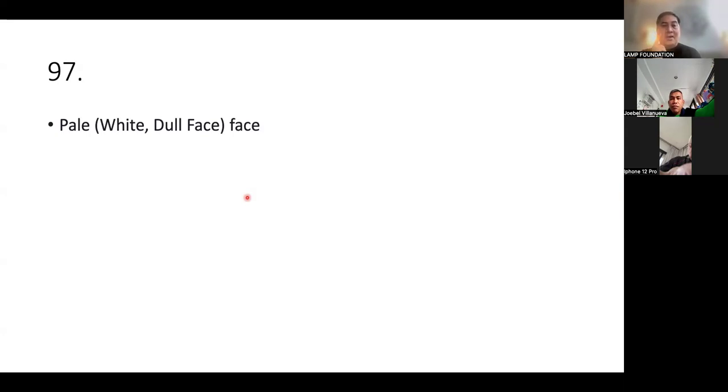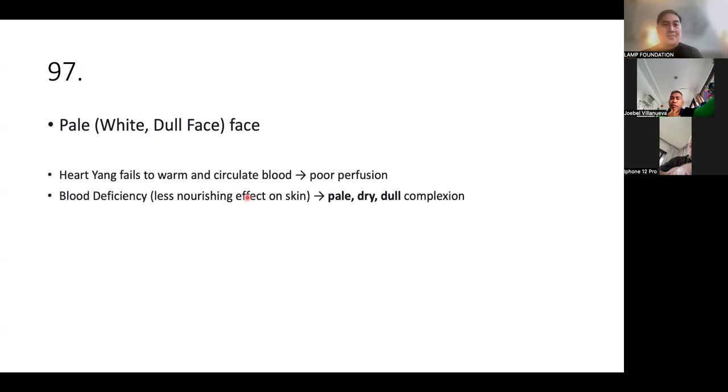What happens when you have a pale white face? The heart yang fails to warm and circulate the blood, leading to poor perfusion. Then there's blood deficiency, less nourishing effect on skin, leading to a pale, dry, dull complexion. So if you have heart deficiency, that means there is poor perfusion, and blood deficiency can be seen on the skin, which is dry and dull.